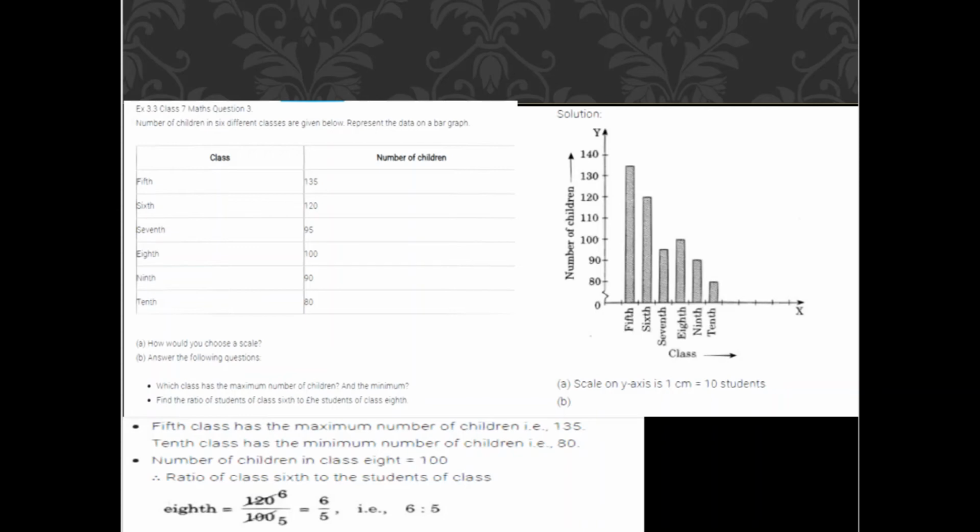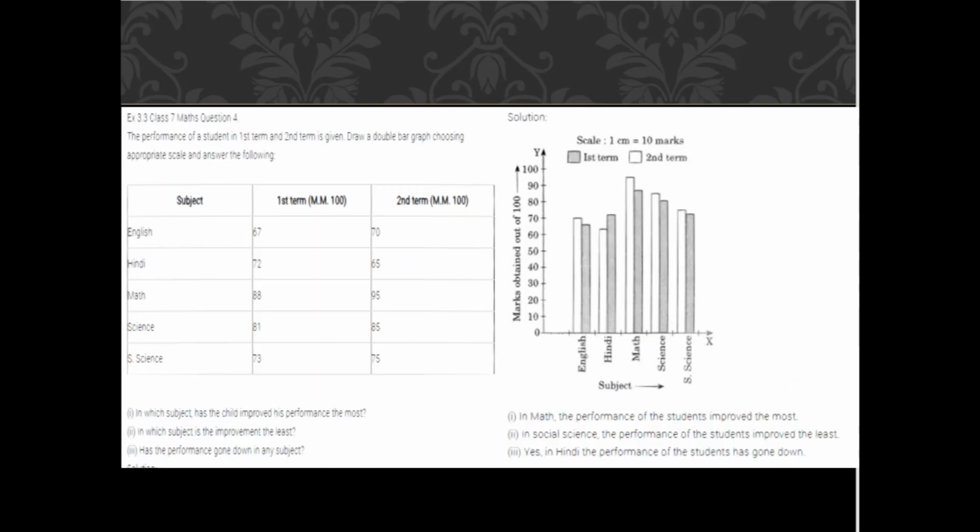So the number of children in class 8 is 100. The ratio of class 6 to the students of class 8 is 120 divided by 80. When we divide the numbers, we get the lowest term as 6 and 5, that is 6:5. Moving to the next question, again the chart has been given to us.